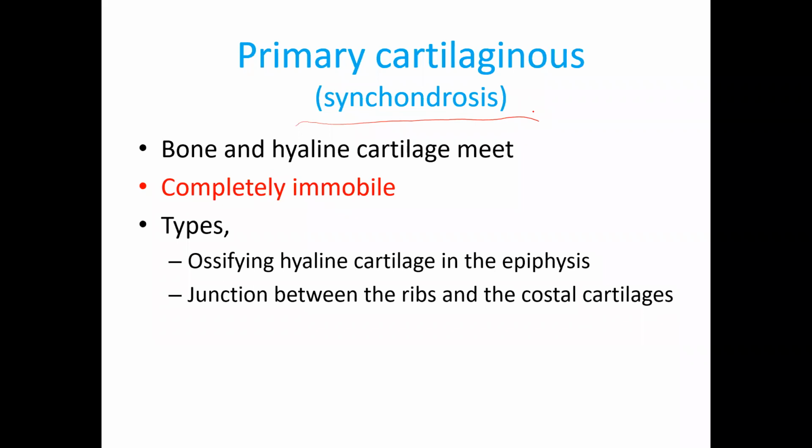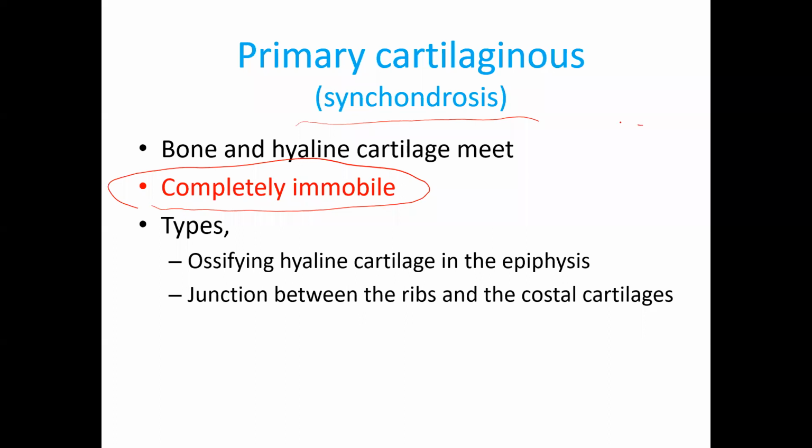So this sort of joint is completely immobile. There is no movement here, right? There is a debate whether it can actually be called a joint, but anyway, these are two different types of tissues meeting, okay? So it is a joint. So where do we see these primary cartilaginous joints? We see them in ossifying hyaline cartilage in the epiphysis, right? So the epiphyseal plate, the connection between the epiphyseal plate and the diaphysis and the epiphysis, on either side, you get a primary cartilaginous joint, right?